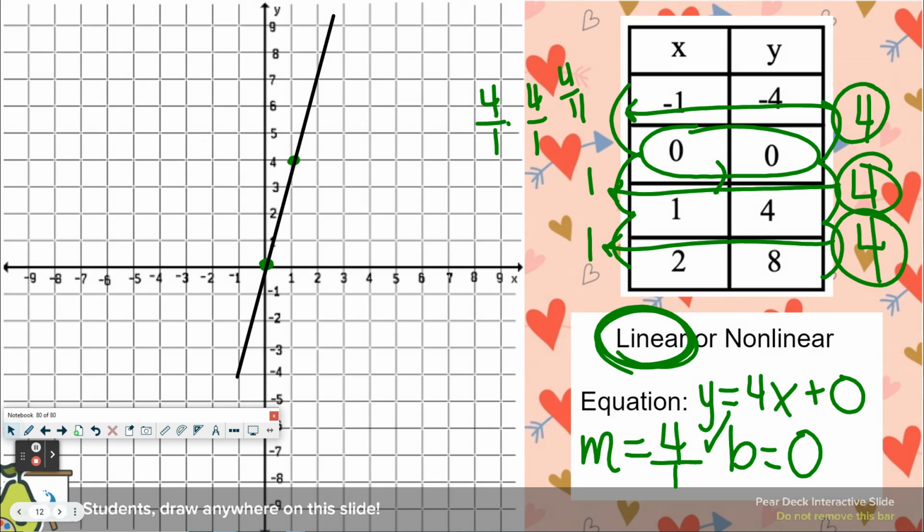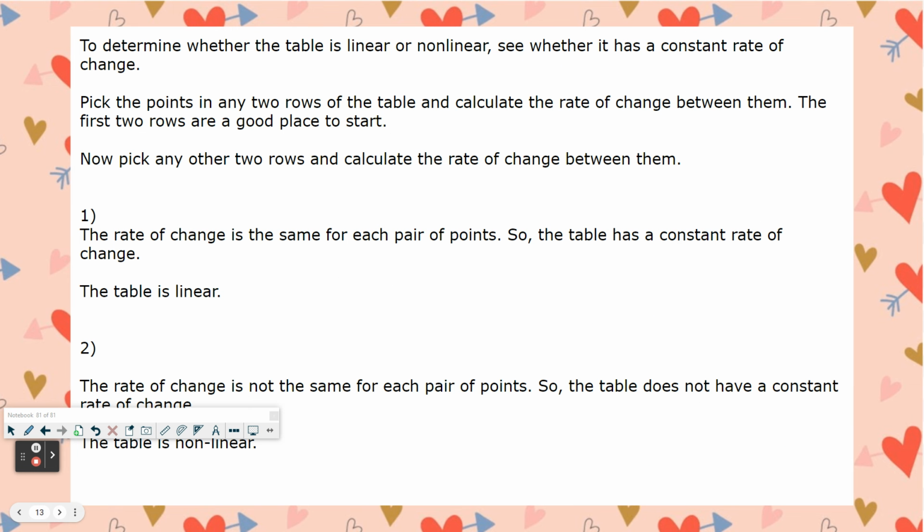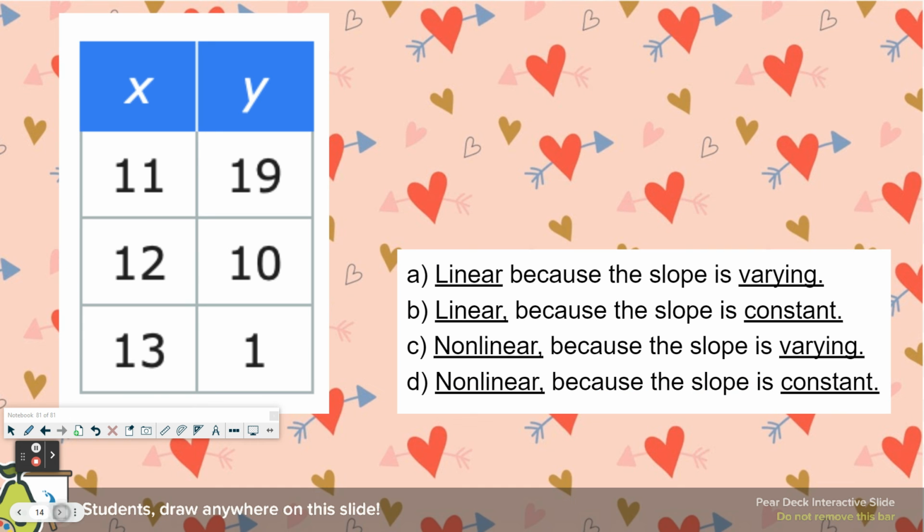Okay, let's go to our next slide. This slide has a lot of words. This is if you need to go back to the steps. So I'm not going to read it to you or anything like that. This is if you forget for some reason, you can come back to slide 13. Okay, let's go on to the next one.